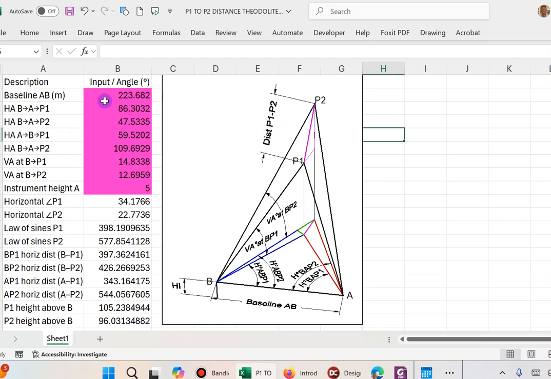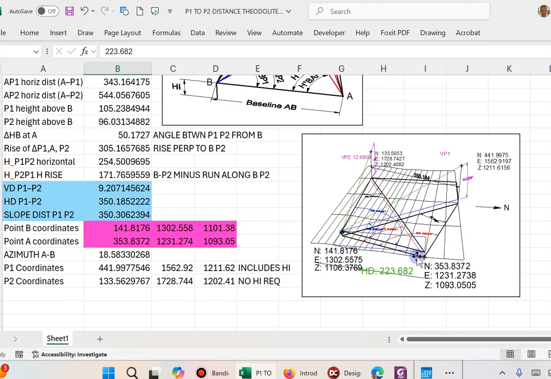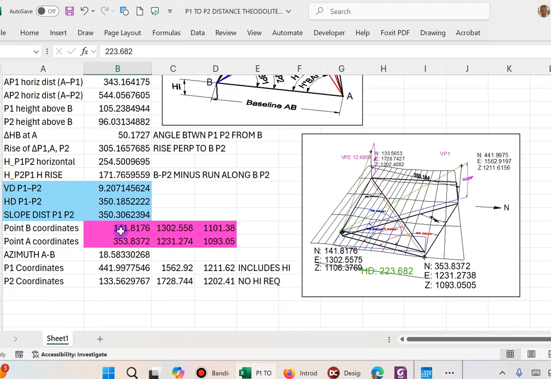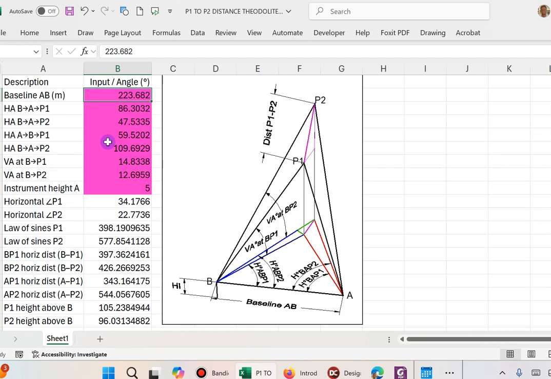Let's see. So you have a baseline. There's your baseline, 223 feet. That's what this is. It was just a check to make sure all this was working. That baseline was 223. There's coordinates here, so you can put the coordinates in, and it'll actually transform the orientation and give you coordinates of the new points, right? These points up here in coordinates.